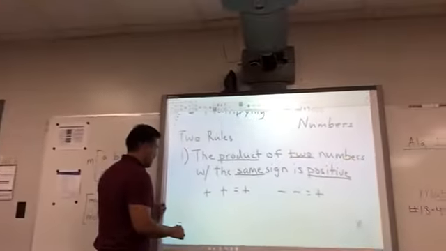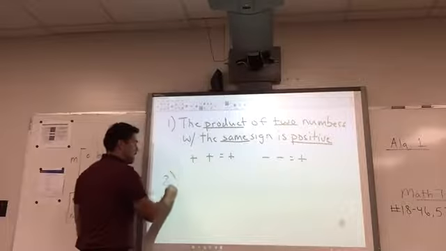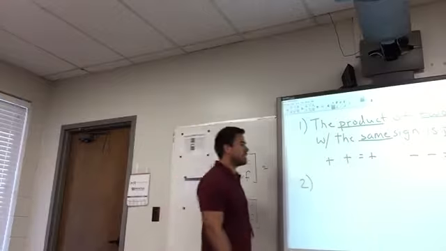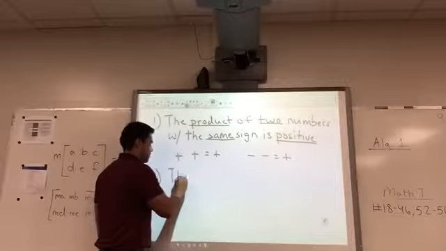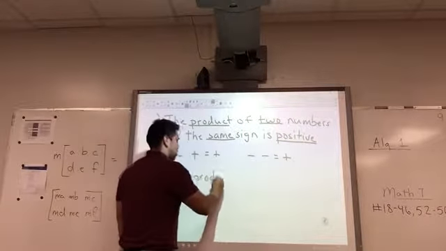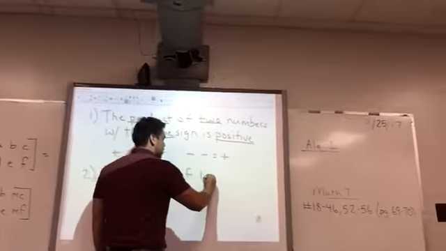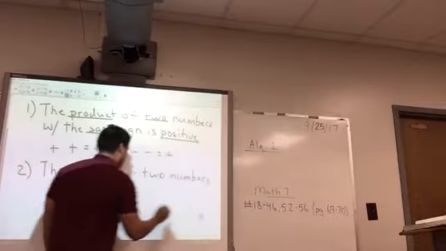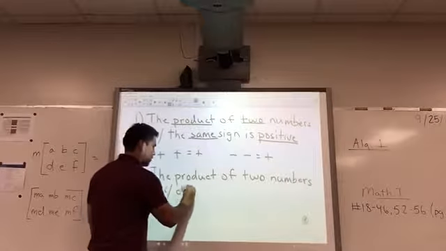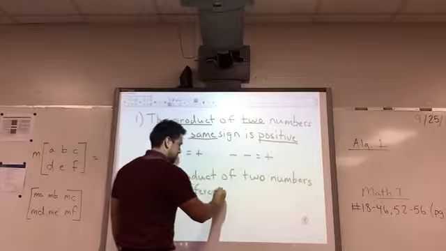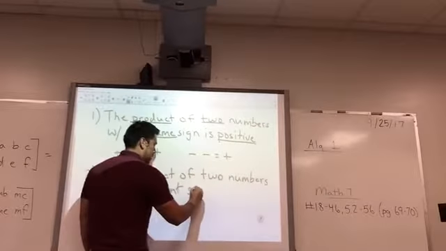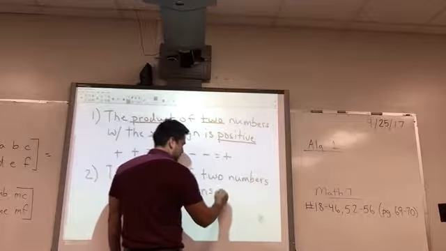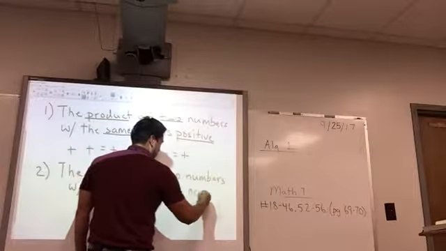Okay, what's the second rule? Someone read me the second sentence of that little box there. James, can you read that second sentence? The product of two numbers with, in this case, different signs is going to give me negative.